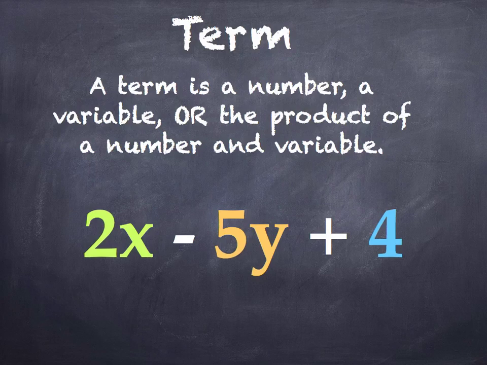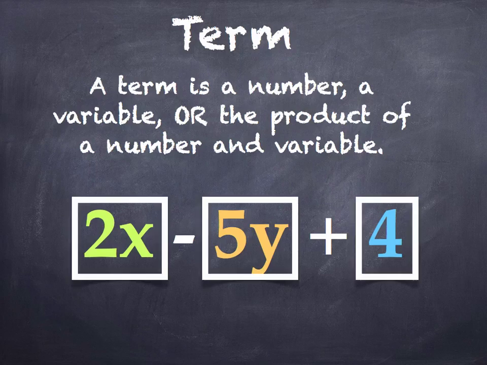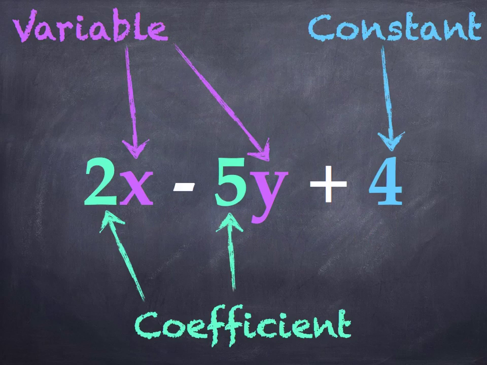And here's a second example of terms. Good. Okay, and here's another example of terms, and in this particular problem, there are 3 terms, 2x, 5y, and 4. For this particular example, we've labeled the coefficients, which are 2 and 5, the variables, x and y, and the constant, which is 4.